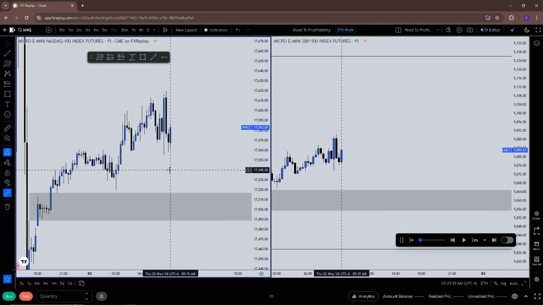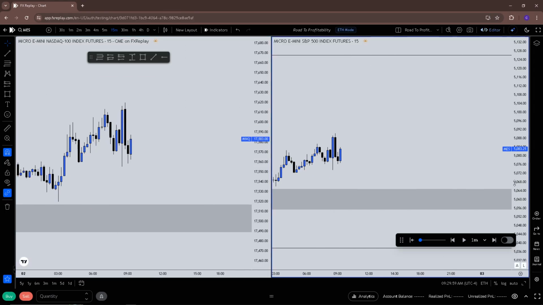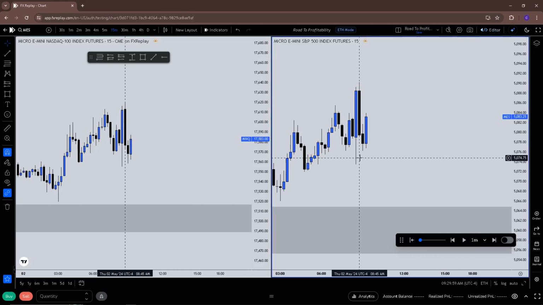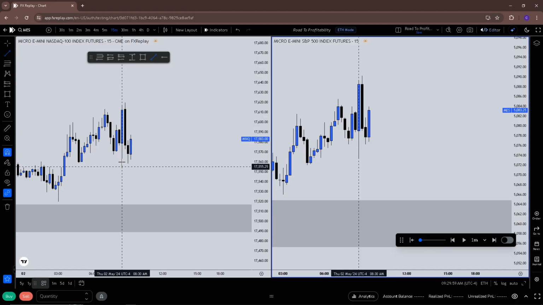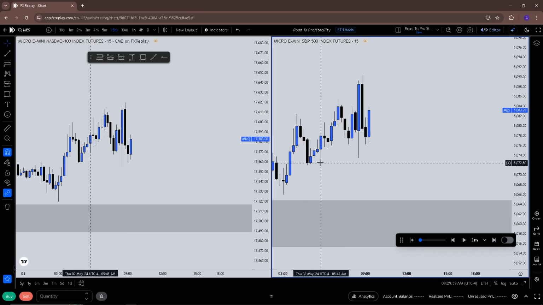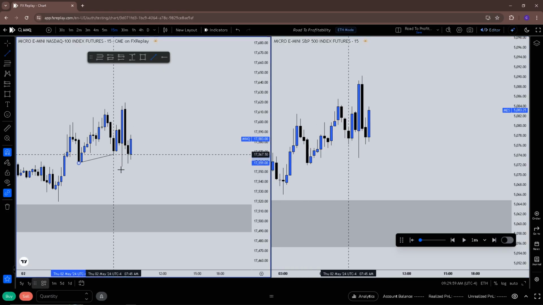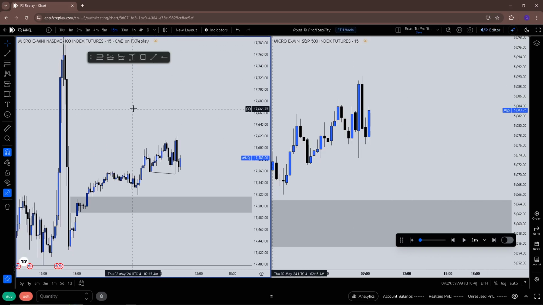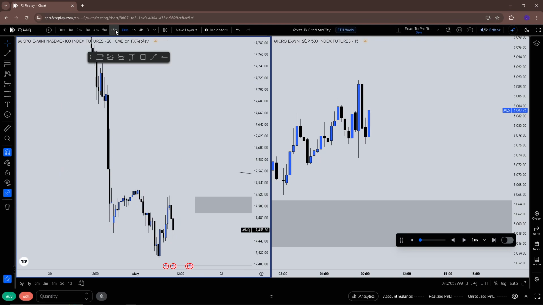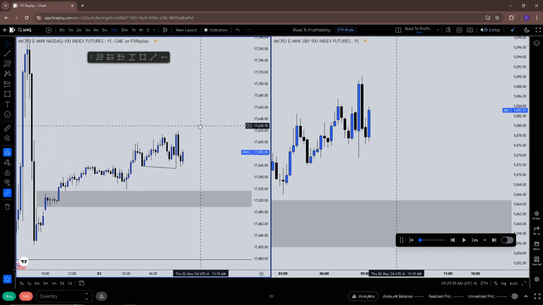We just swept this low inside of this 15-minute fair value gap. Failed to sweep that low. I would fail to sweep that low as well on this. Did sweep this low though. Bullish. IFVG. Inside of the 15-minute right now.